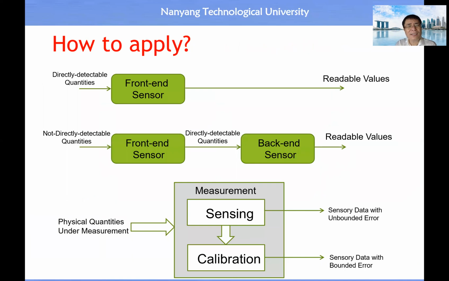Then the fourth question you may have in mind is how to apply the learned knowledge in order to design a sensor or a network of sensors. At the lower level, you just follow the guideline shown in this slide. You may have two types of physical quantity to measure. One refers to a directly detectable quantity. In this case, you just need a front-end sensor. It should be good enough already to produce a computer-readable or microcontroller-readable value. For a not directly detectable quantity, this is a common scheme. First, convert the not directly detectable quantity into a directly detectable quantity. Then we use a back-end sensor to produce a computer-readable value.